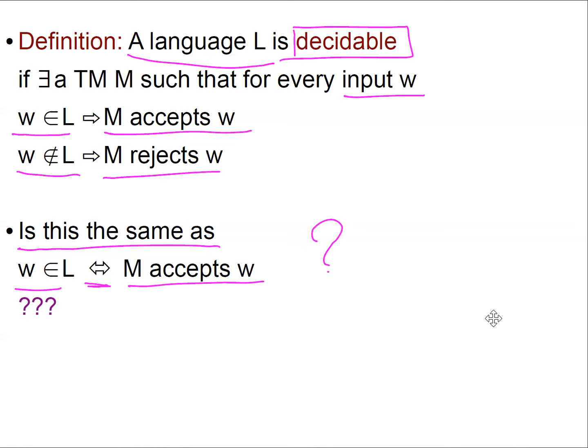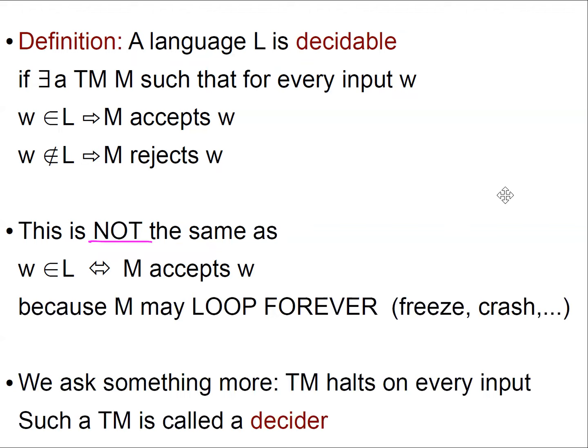It's not. It is not the same as this, okay? Because of the possibility that the machine may loop forever, may freeze, may crash, may not stop, may not halt. Okay? So in this definition of decidable, we are asking for something more. We are asking that the Turing machine halts on every input. And such a Turing machine is called a decider. Decider is when you always stop at some point. You don't go on forever.